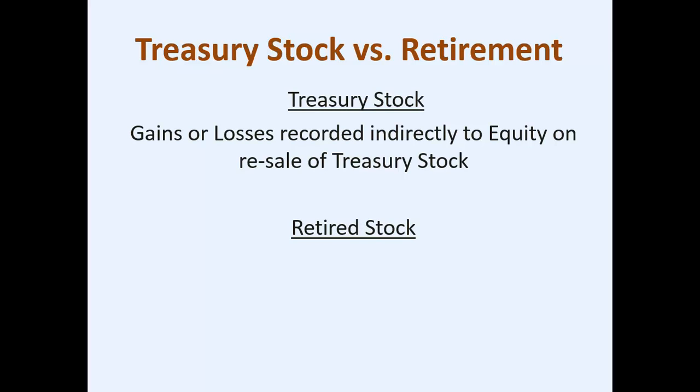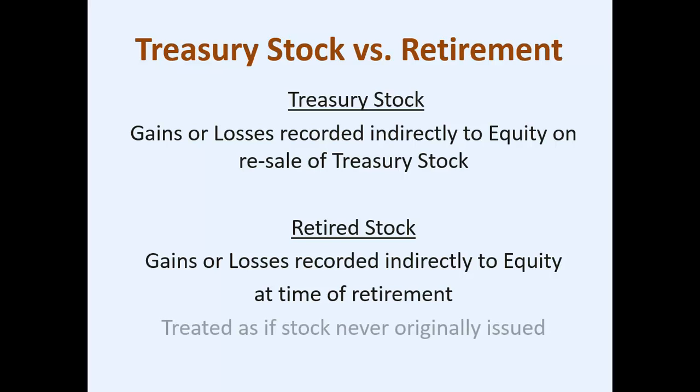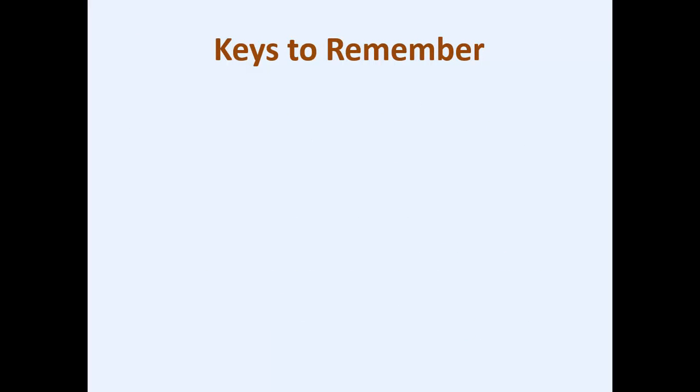So this is just a review. Treasury stock, the gains or losses are recorded indirectly to equity on the resale, the back end of it. So I buy it at cost. If I sell it later for a gain or loss, that's on the back end. That's later. Retired stock, I record it at par, not cost. So the gain or loss is recorded on the front end when I initially retire it. And I treat retired stock as if it was never issued in the first place. The ending number of outstanding shares is going to be the same, no matter what method you were using.